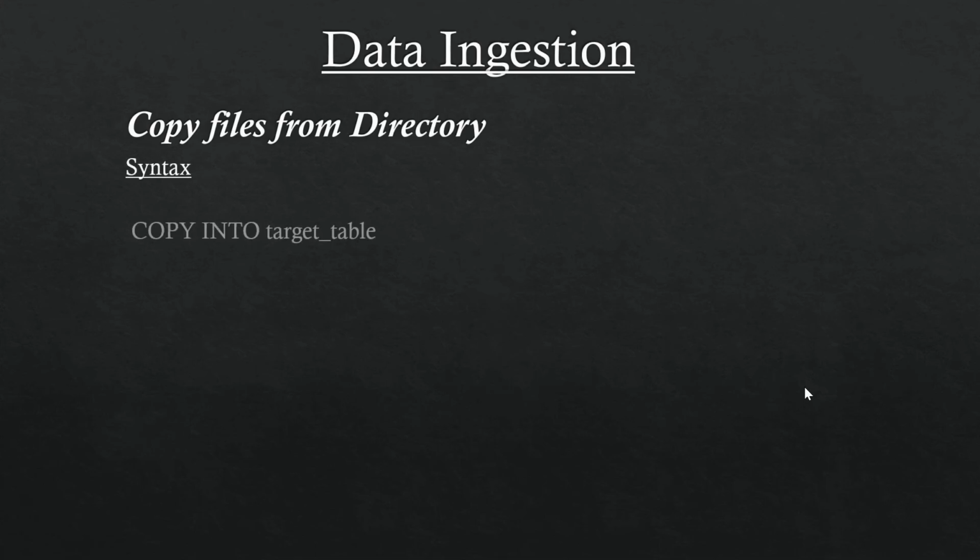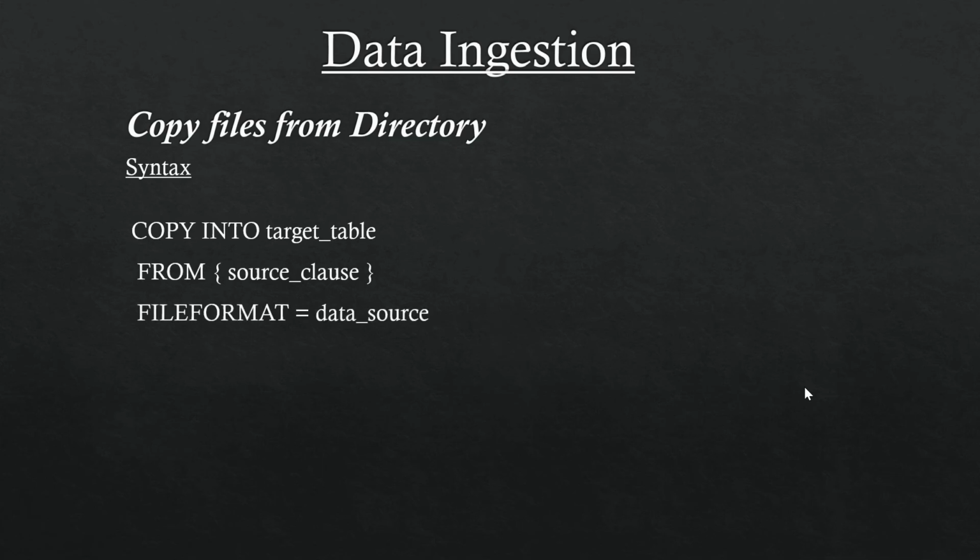Now, let's see data ingestion: copy files from the directory. If you want to copy the files from the directory, then you can use the syntax of copy into, put your target table name, put your from condition. You have to mention what the file format is. As we have mentioned, there are multiple file formats you can use in order to process and ingest the data into your table, like CSV, Parquet. You can go ahead and use them.